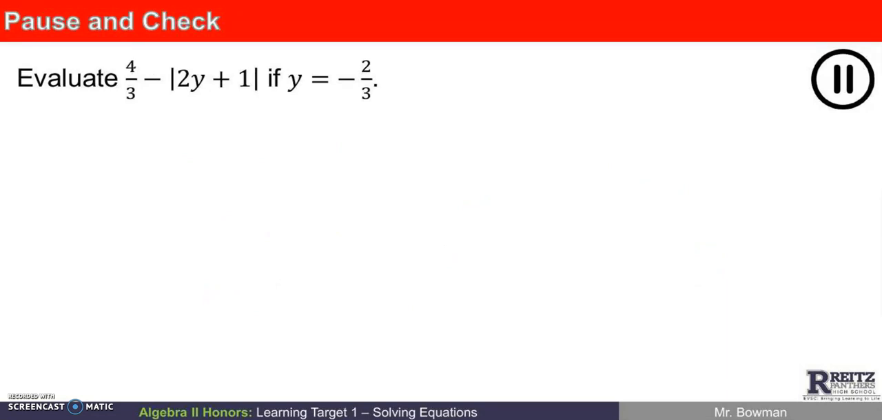Okay, it's your turn now. What I'd like you to do is to pause the video and try to answer this question. Can you evaluate 4/3 minus the absolute value of 2y plus 1 if y is negative 2/3? Hit pause, try it, and then when you're ready to check your work, hit play and we'll check it out.